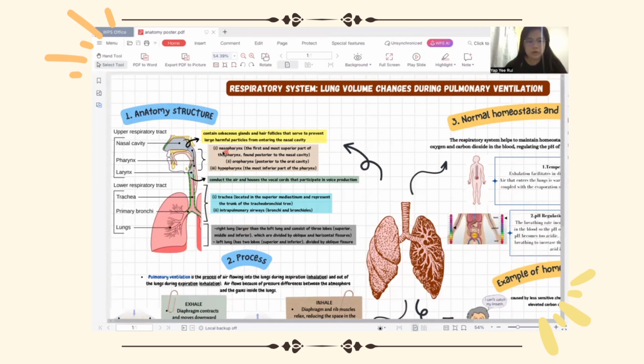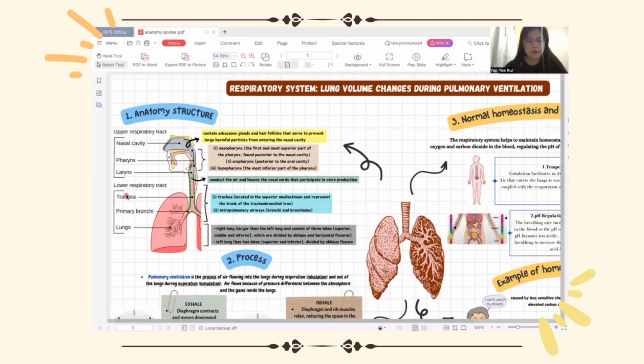The pharynx contains three parts, which are the nasopharynx, the first and most superior part of the pharynx, found posterior to the nasal cavity; the oropharynx, posterior to the oral cavity; and the hypopharynx, which is the most inferior part of the pharynx. The superior portion of the larynx conducts the air and houses the vocal cords that participate in voice production. Most of the upper respiratory tract is lined with pseudostratified ciliated columnar epithelium, except some parts of the pharynx and larynx. The functions of the upper respiratory tract are conduction, filtration, humidification, and warming of inhaled air.